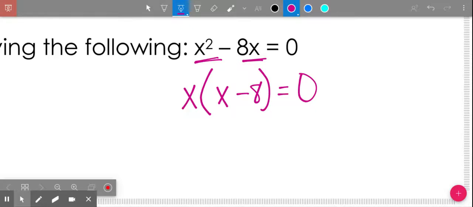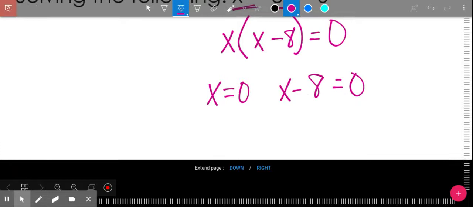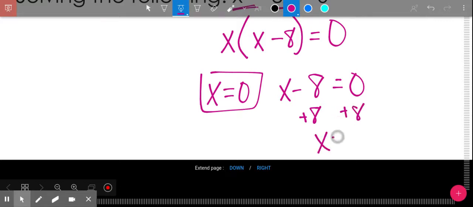So now we can take all of our pieces and set it equal to 0. So we're going to have x is equal to 0, and x minus 8 is equal to 0. Well, x is equal to 0 is the solution, and then we got to add the 8 over. We'll have x is equal to 8. So my solution set is 0 and 8.